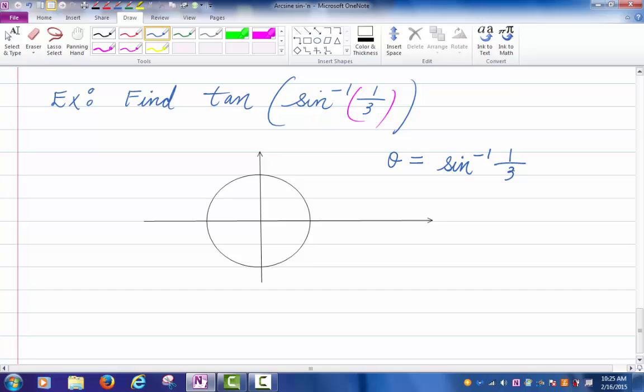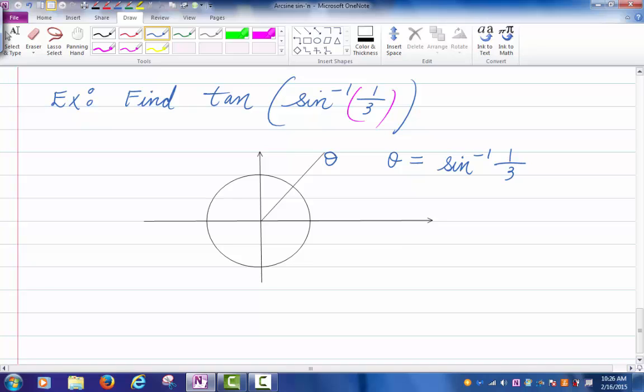Remember, sine inverse of 1/3 is an angle between negative pi over 2 and positive pi over 2 for which the sine value is 1/3. In the fourth quadrant, sine values are always negative. So the sine inverse angle has to be in the first quadrant. Okay? So I know that the angle theta is here. That's the terminal side of the angle theta.